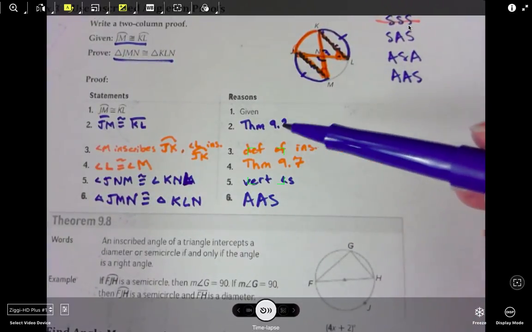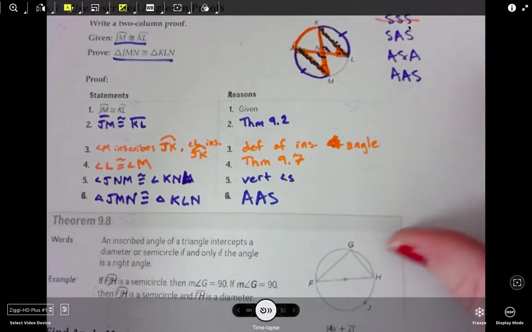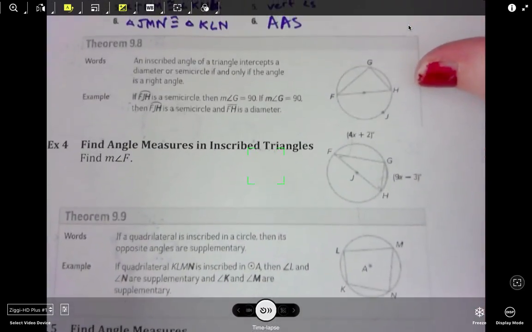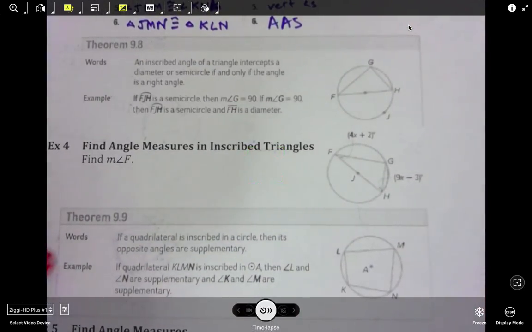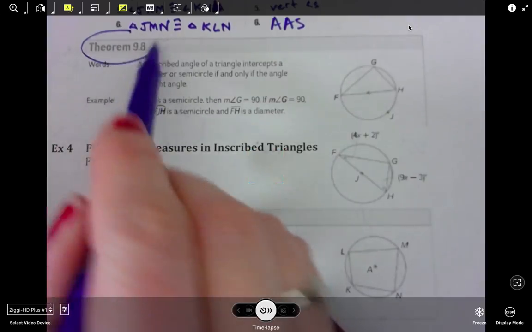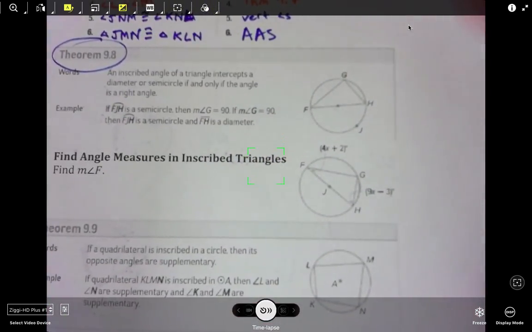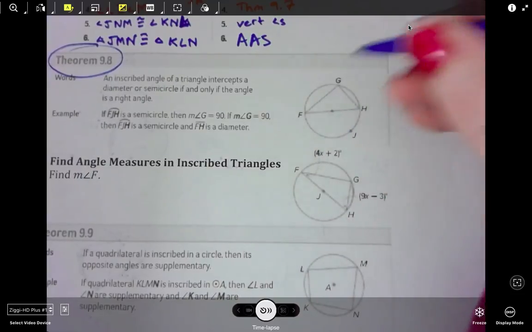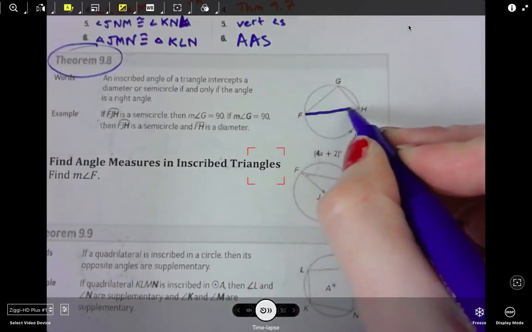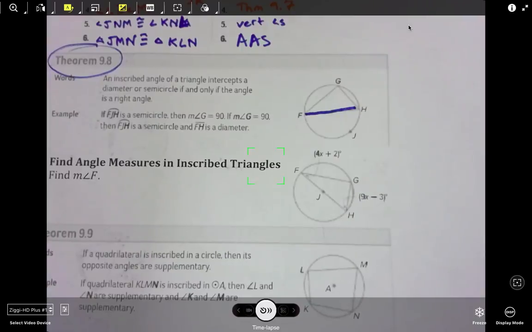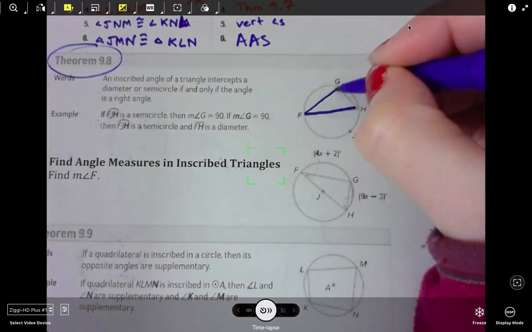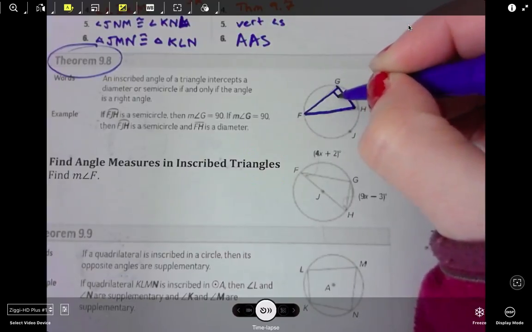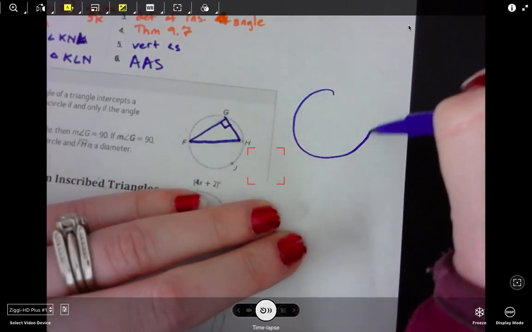So a bunch of different theorems. Theorem 9.2, Theorem 9.7, a bunch of different ones. Okay. Theorem 9.8 and then 9.9 is down here. We'll write these down here in just a second. Theorem 9.8 says this. If I have a triangle that's inscribed in a circle and one of the sides of that triangle goes through the diameter. So one of the sides of the triangle is the diameter of the actual circle. The other two sides, no matter where I draw them, will always make a 90-degree angle here. So I'll kind of show you over here what that means, okay?